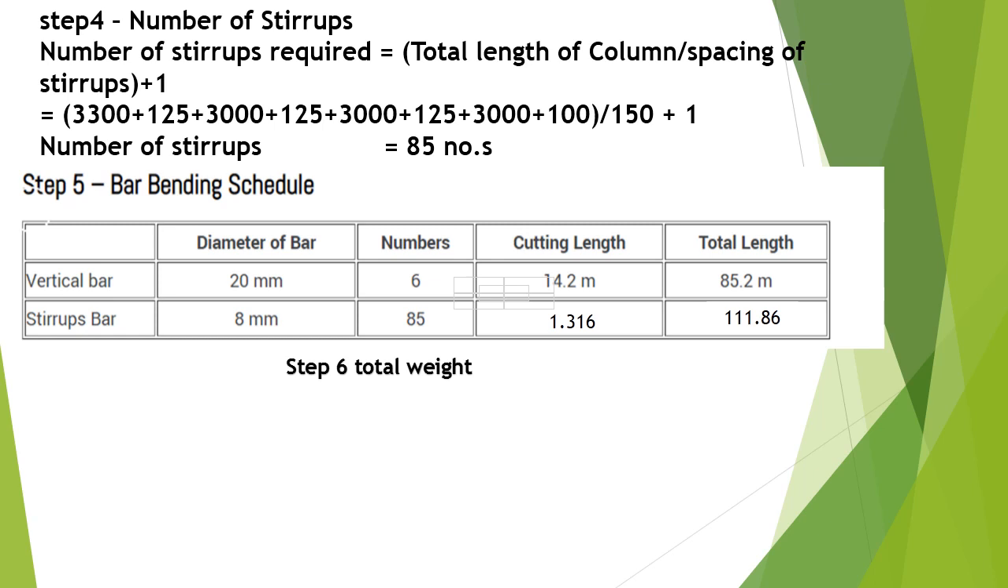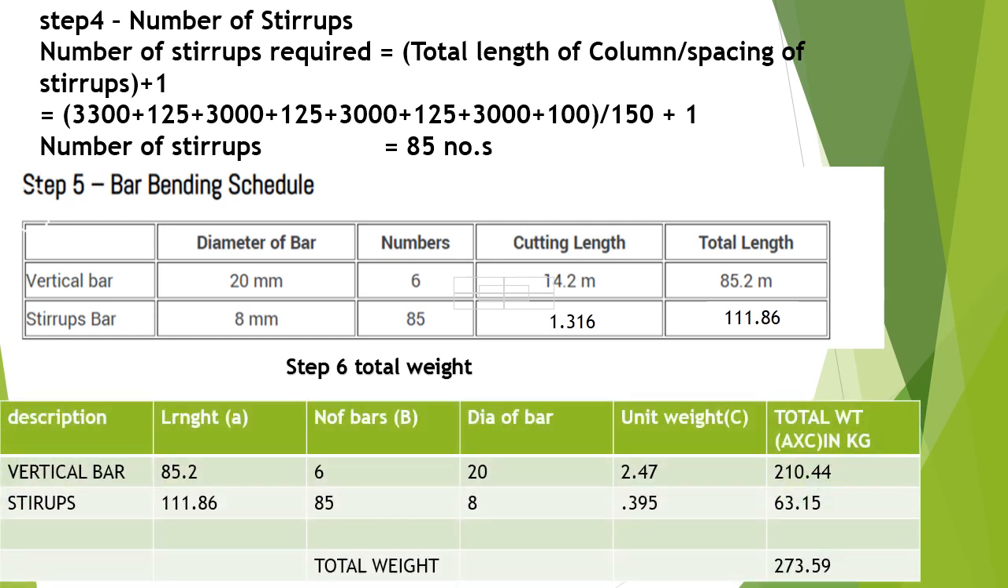Step 6. How to calculate the total weight. Vertical bar 85.2 meter, dia of the bar is 20, which has a unit weight of 2.47 kgs per meter, so it makes 210.44 kgs. Stirrups, total length is 111.86 meter, 85 numbers of the stirrups required, with a unit weight of 0.395 kgs, 63.15 kgs. So total weight is 273.59 kgs.